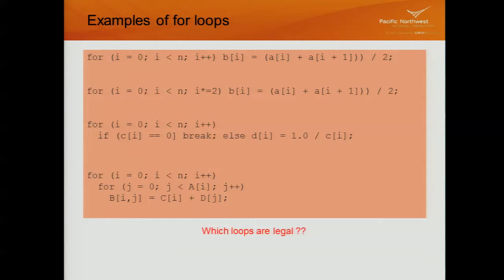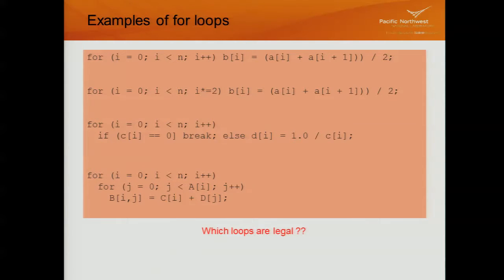Well, as long as A is not written inside this nest, then when this nest is reached in the sequential execution, the values of A of I will be known, and therefore the compiler can compute it at that point.